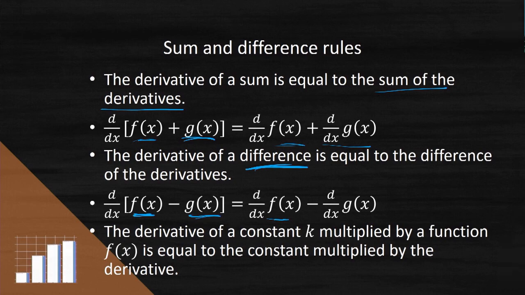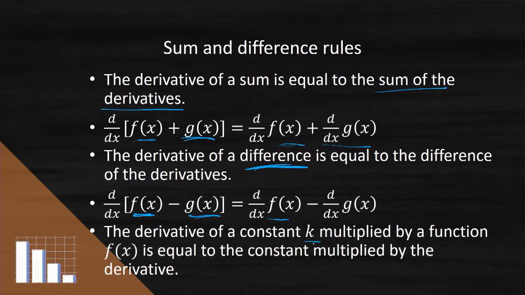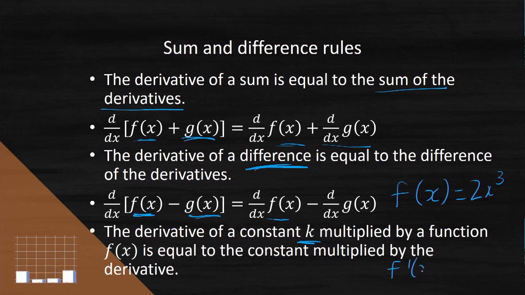And we've also been applying the last rule, which is that the derivative of a constant k multiplied by a function f of x is equal to the constant multiplied by the derivative. So what that basically means is, say we have f of x is equal to 2x cubed, then we can say that the derivative f prime x is equal to 2, so it's your constant, times the derivative of x cubed.